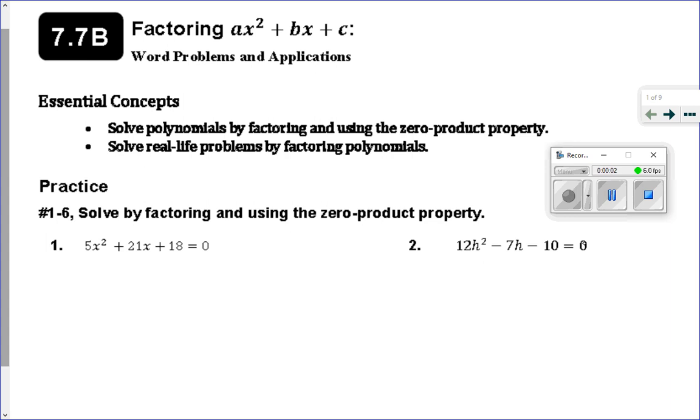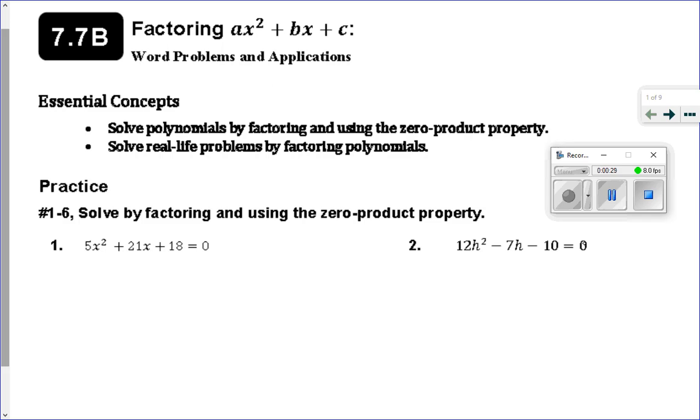So as we continue working on lesson 7.7, and now that you know the steps for factoring these trinomials that have a leading coefficient, we're going to bridge that together with the zero product property and solve equations. If you noticed, when we started this process, I really only focused on you getting down those steps for factoring, and we didn't solve anything really. We just practiced the factoring steps.